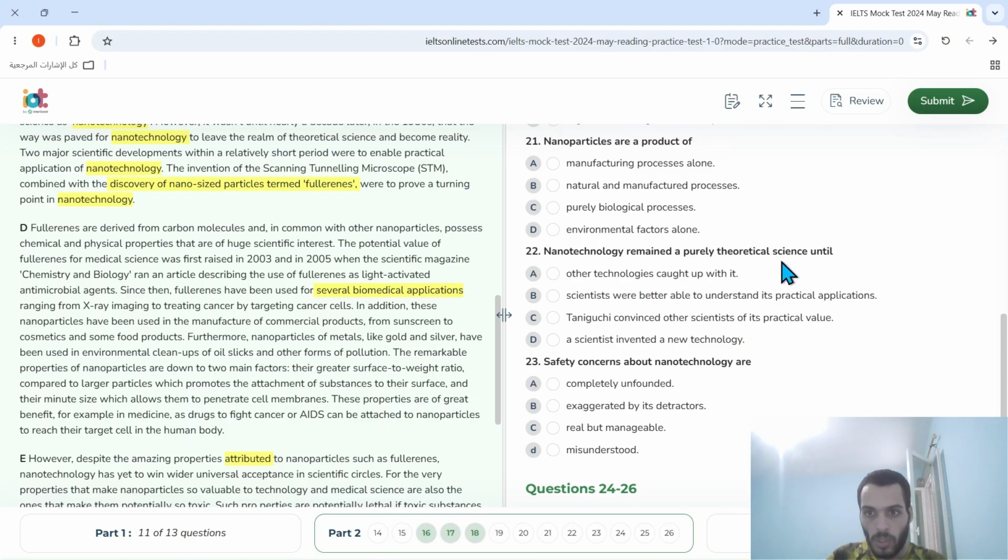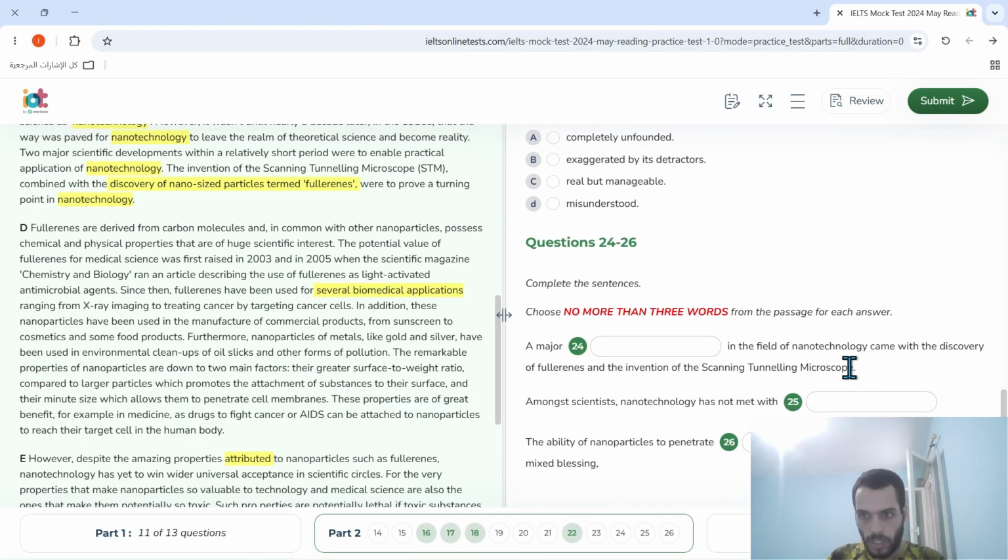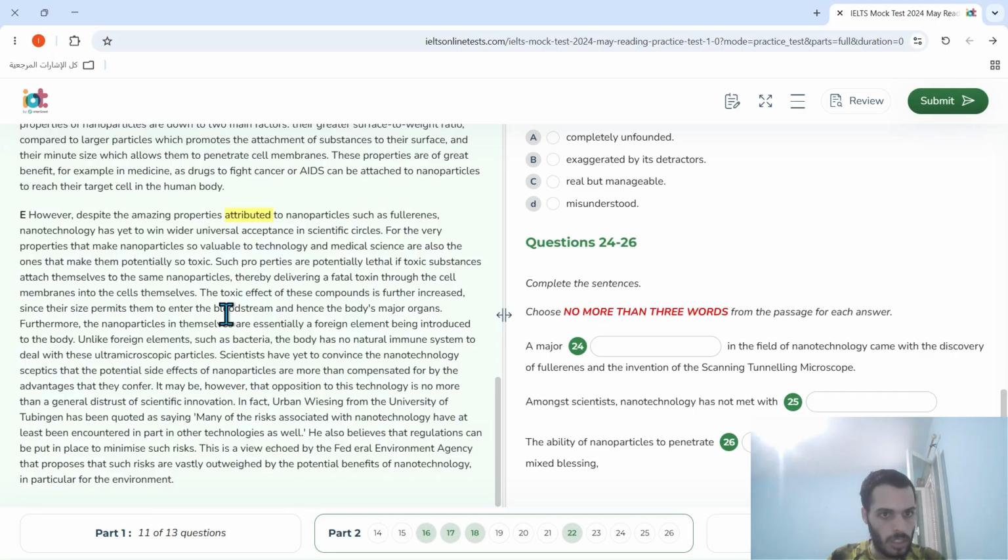Okay, nanotechnology remained a purely theoretical science until other technologies caught up with it. Scientists were better able to understand its practical applications and convinced other scientists of its practical value. This invented a new technology. Safety concerns about nanotechnology are completely unfounded, exaggerated regulations. Okay, a major breakthrough in the field of nanotechnology came with the discovery of fluorescence and invention of the scanning tunneling microscope. Among scientists, nanotechnology has not met with approval.